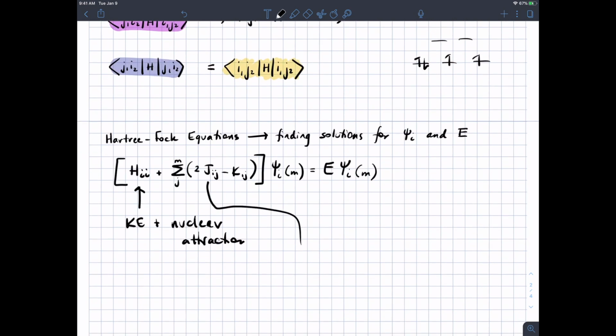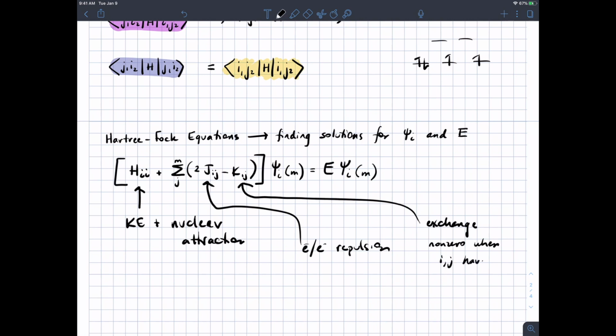You've got the J integral, which represents electron-electron repulsion. And then you've got the K integral, which is the exchange integral, and it's non-zero when i and j have the same spin.